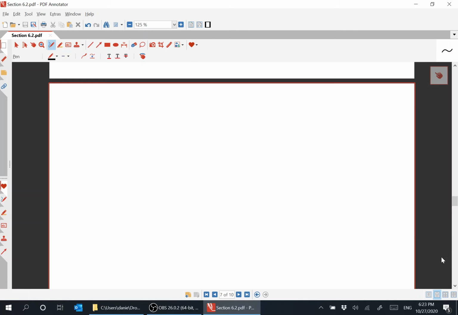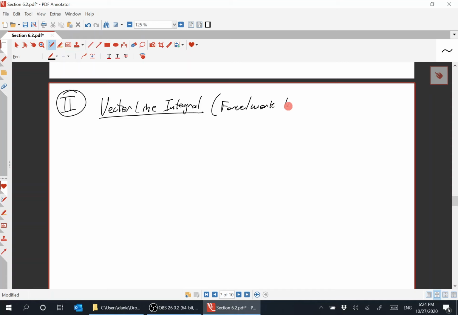Okay, this is the second part of the lecture on section 6.1. And the second type of line integral is the vector line integral. Right, the first was the scalar line integral. This is the vector line integral, or as I like to call it, the force work line integral.